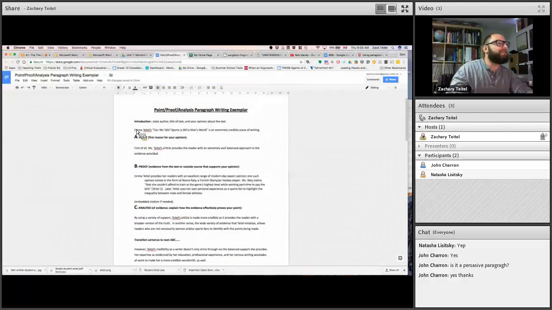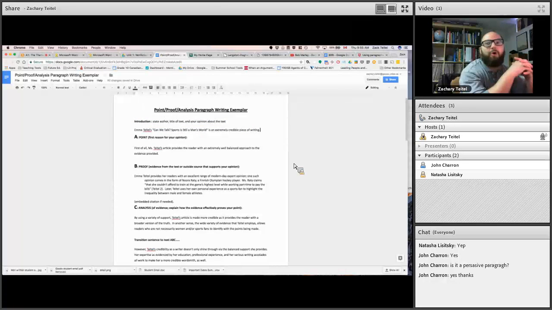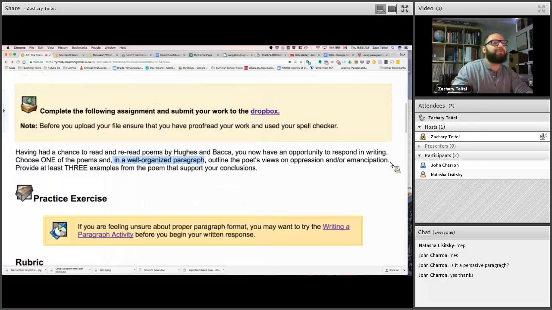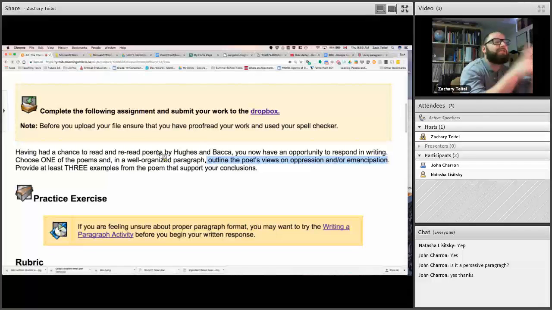So your initial point, you can call that your introduction, is going to be in a sense your overarching topic sentence, or really your thesis. We're kind of writing mini essays in this class, right? And so you're going to be writing something that connects back to this: outline the poet's views on oppression and/or emancipation. In my opinion, it can be seen from Langston Hughes's poem Oppression that Langston Hughes as a poet views oppression in the following ways: 1, 2, 3.